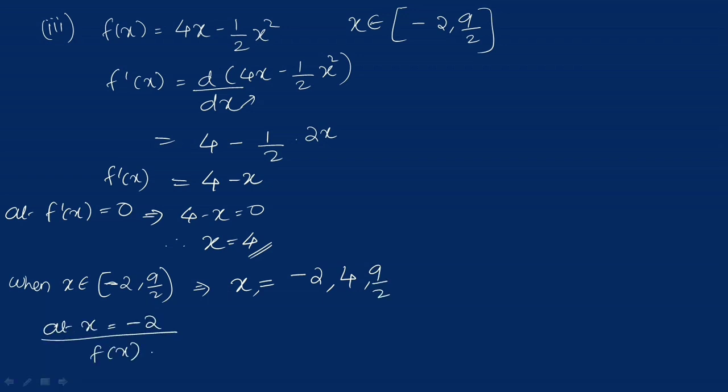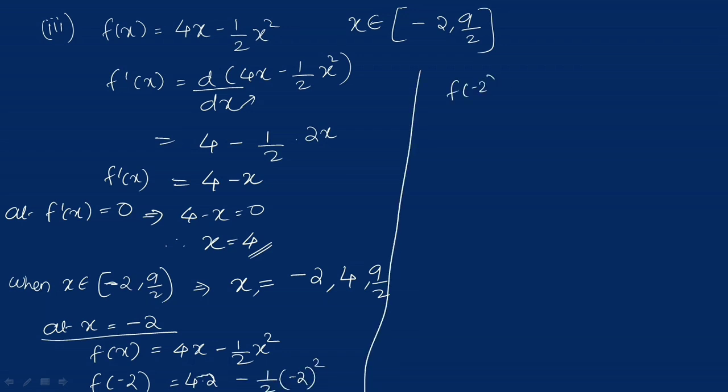So at x equal to minus 2, what is f of x? That is 4x minus half x square. Substituting minus 2 instead of x, that is 4 into minus 2 minus half into minus 2 whole square. So by solving, 4 into minus 2, that is minus 8, half into minus 2 whole square, that is minus 4 by 2. So we have minus 8 minus 2, that is minus 10. So f of minus 2 is minus 10.